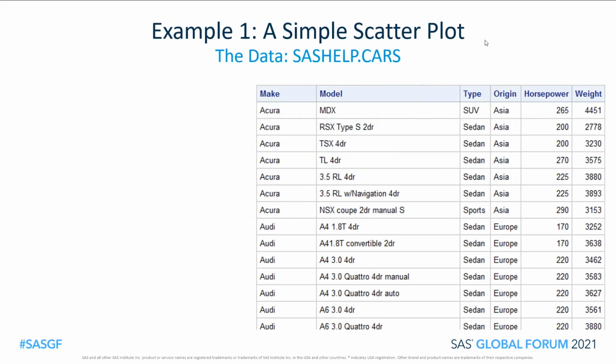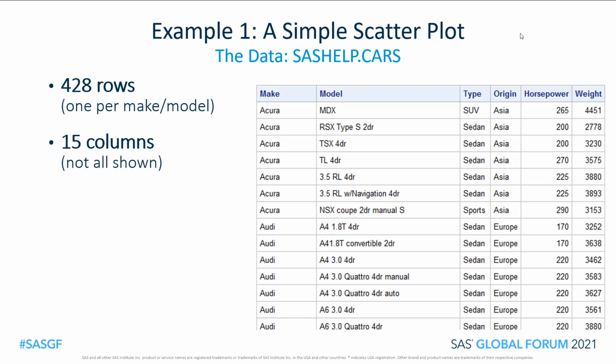Before we start into our first plot, let's look at the data set that we're going to be working with. Many of you may be familiar with this data set, sashelp.cars. This is one of the SASHELP data sets that ships with SAS. And it has 428 rows, one for every make and model of car that's in the data set, and 15 different columns. Now, obviously, I'm not showing them all here just for the lack of space, but I've included a few key ones that we'll be working with.